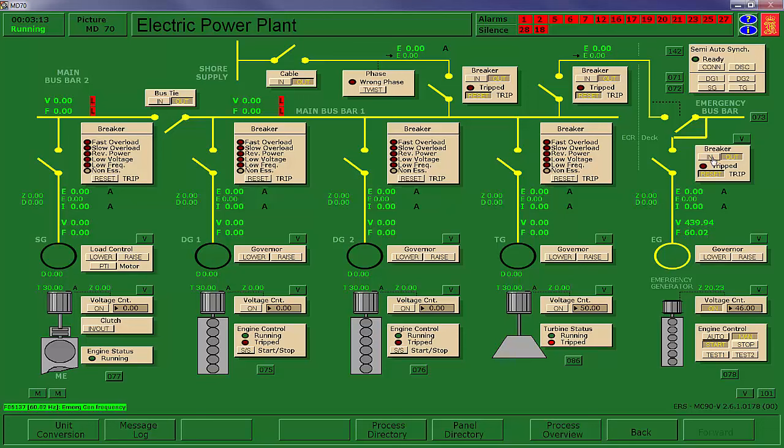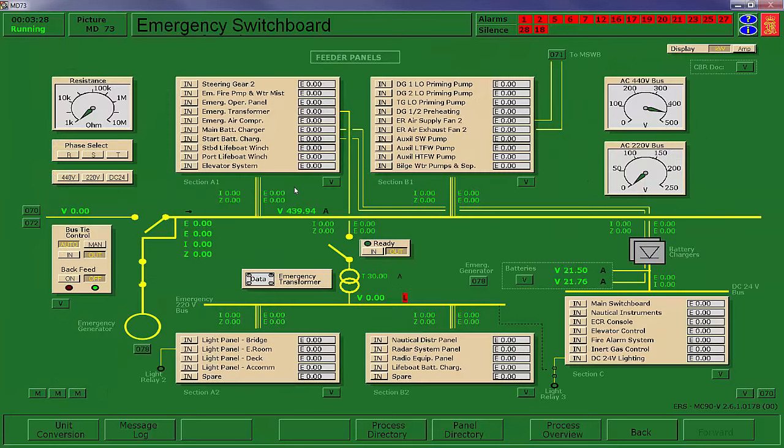All right, I'm going to go ahead and close the circuit breaker, the disconnect circuit breaker for the emergency diesel generator. We've now energized the emergency bus. There's a hot button here, 73, that will take us to the emergency switchboard. We're only going to put on what we need: emergency fire pump and water mist, emergency operating panel, emergency transformer.